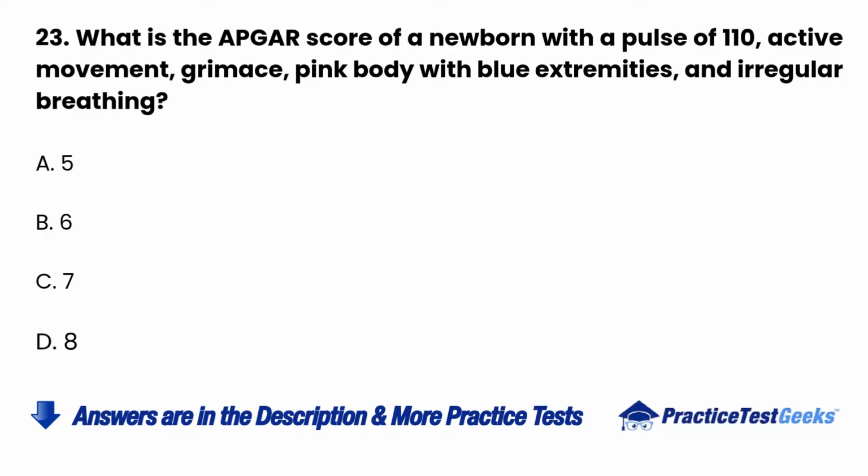23. What is the APGAR score of a newborn with a pulse of 110, active movement, grimace, pink body with blue extremities, and irregular breathing? A. 5. B. 6. C. 7. D. 8.